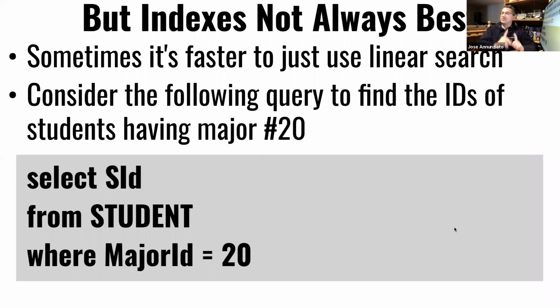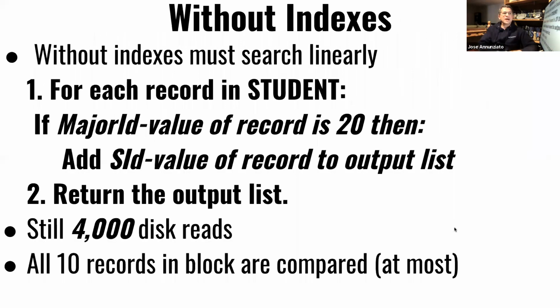Let's now consider the non-unique index, major ID. Major ID is not a unique index. That means if you search for all the students for major ID 20, what's that going to do? If I know there's 1,000 students per major, I'm going to end up going 1,000 times to the file system, retrieving individual students, 1,000 reads. As I iterate over these students, I have to read 1,000 blocks into memory.